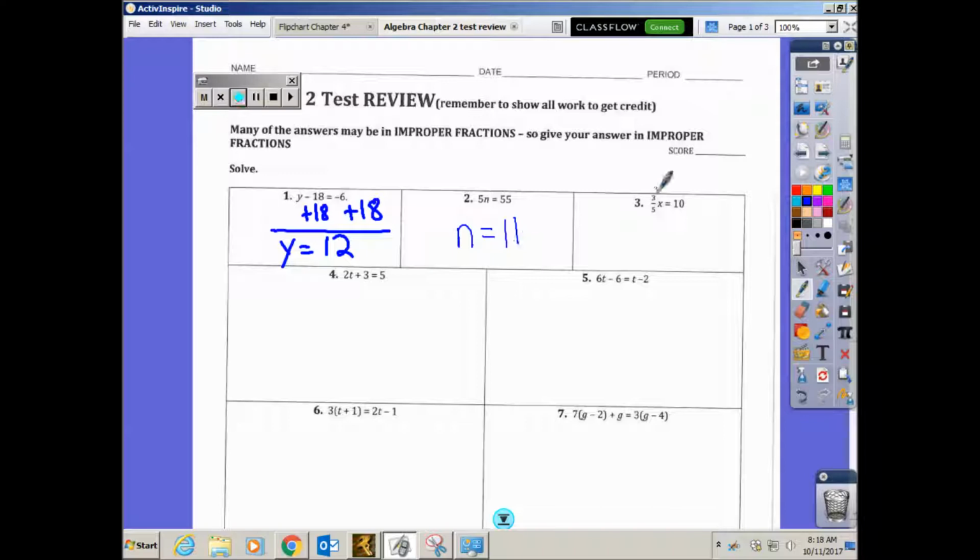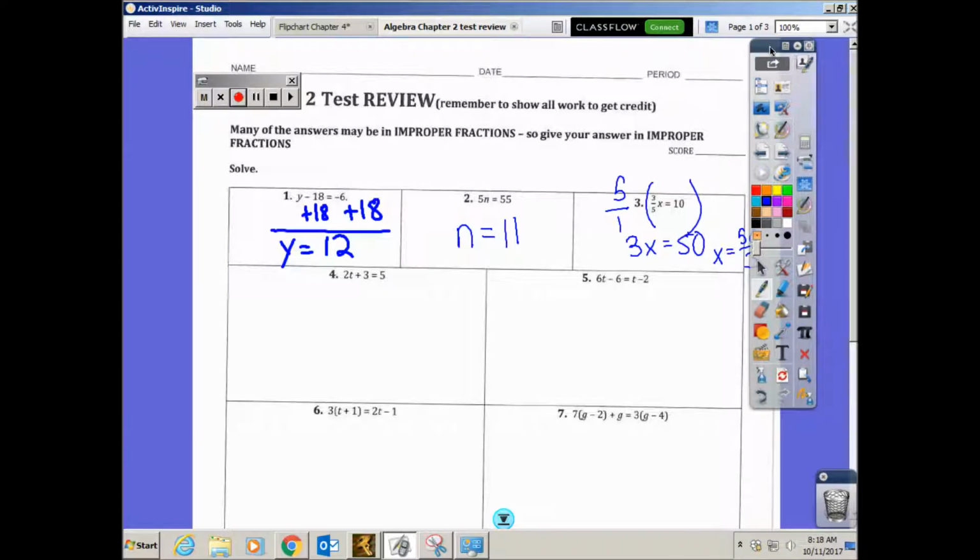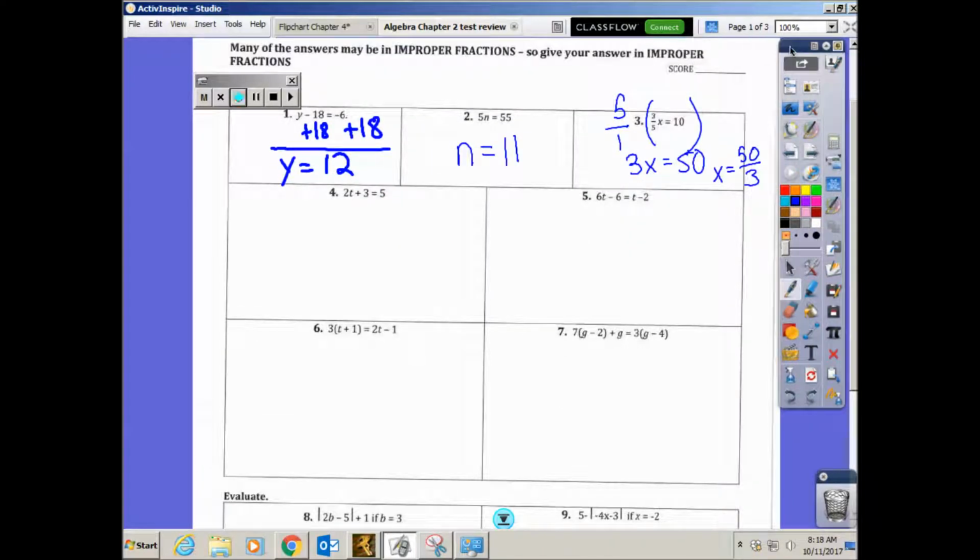For number 3, yes, everybody's favorite game, clear that fraction. I'm going to multiply both terms by 5 because this has a denominator of 5. 5 times 3 is 15, divided by 5 is 3x. We've also talked in class about the fact that when the numerator and the denominator are the same, they cancel each other out. Don't forget to multiply the 5 by the other term. So 5 times 10 is 50. I divide both sides by 3, and x equals 50 over 3. I said in the directions, if you get an improper fraction, leave it as an improper fraction.